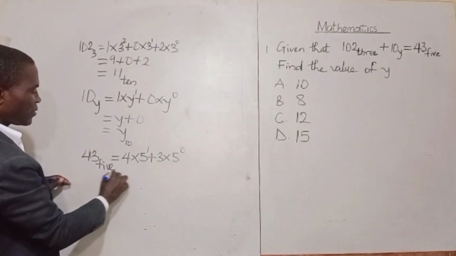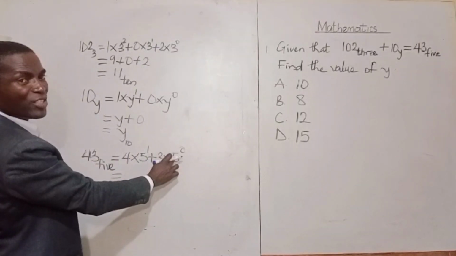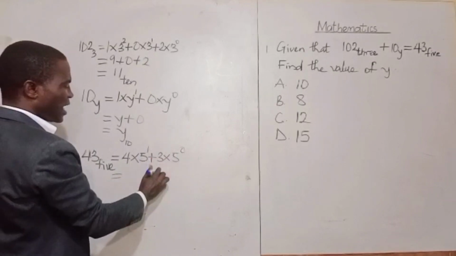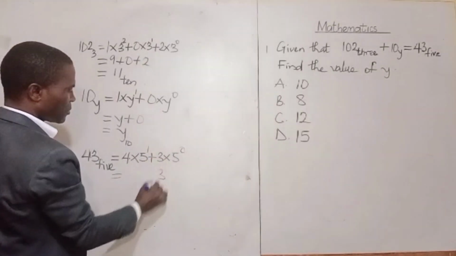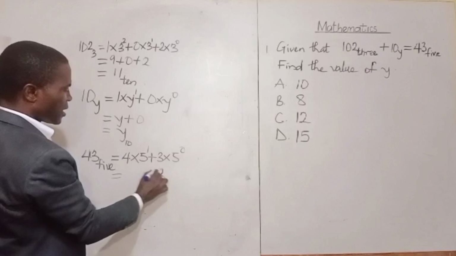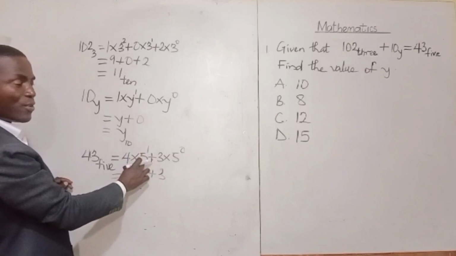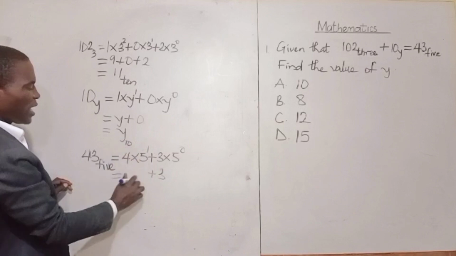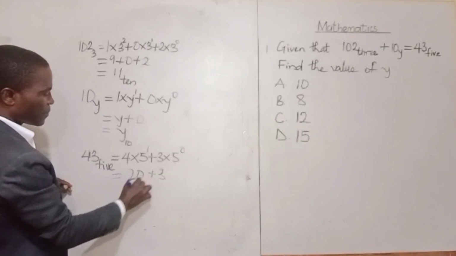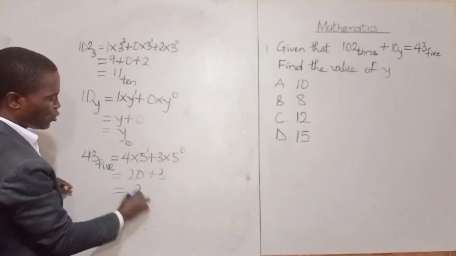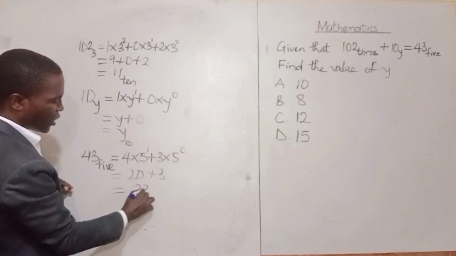We now have any number raised to power 0 is 1. 1 times 3, that is 3. Any number raised to power 1 is that number. 5 times 4, that gives us 20. And the final answer is going to be 20 plus 3, that is 23.